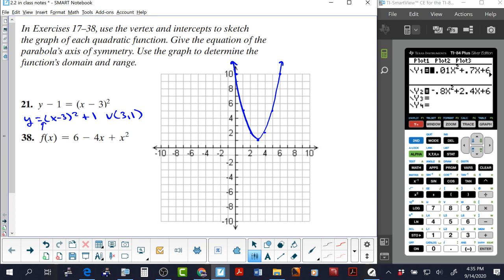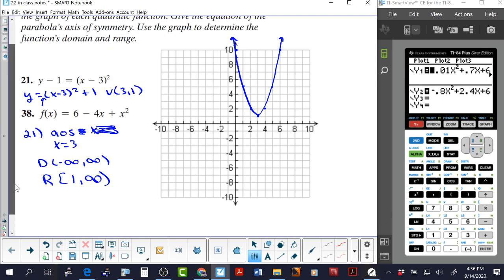Use the vertex and intercepts. Give the equation of the parabola's axis of symmetry. So number 21, the axis of symmetry is x equals 3. I could rather just put it down here, I guess, like that. Use the graph to determine the function's domain and range. The domain is negative infinity to infinity, and the range is 1 to infinity.